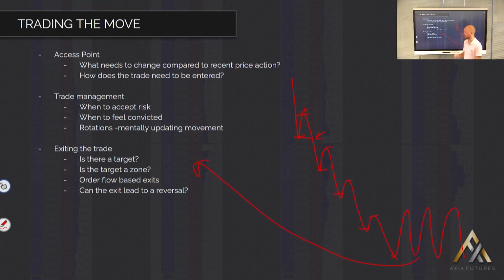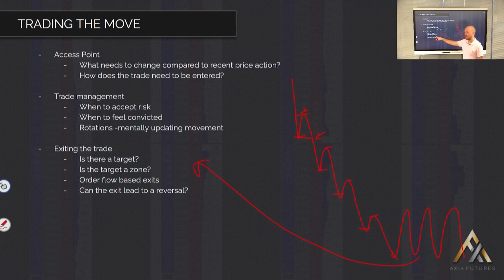Is your target a zone though? Because if you've got an area where the market may well stop, this is now saying to you, you're going to need a little bit of order flow when we get down there to tell you where to get out of this trade. The gold one was a great example of this.